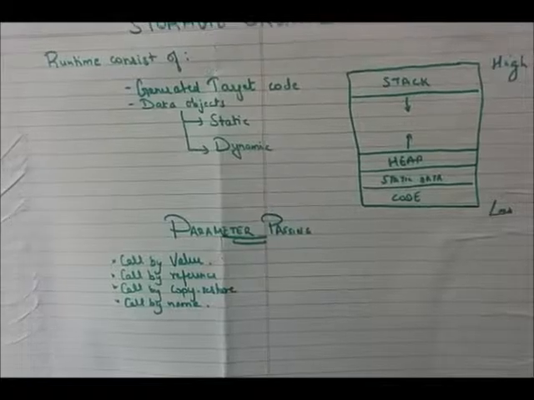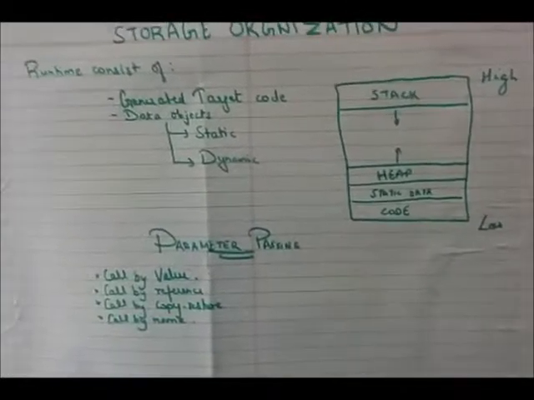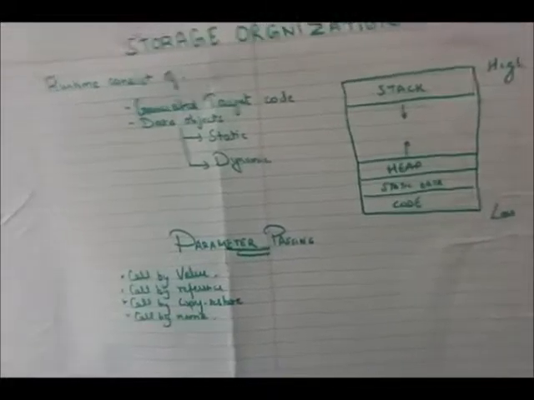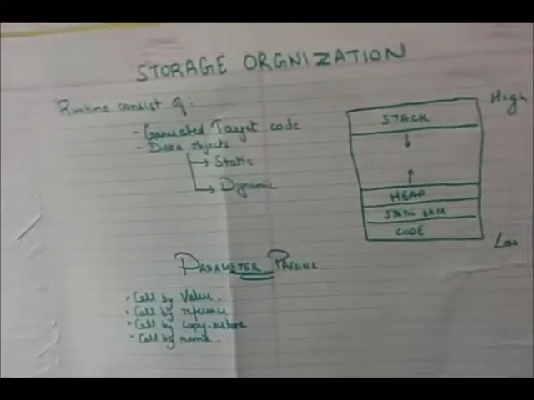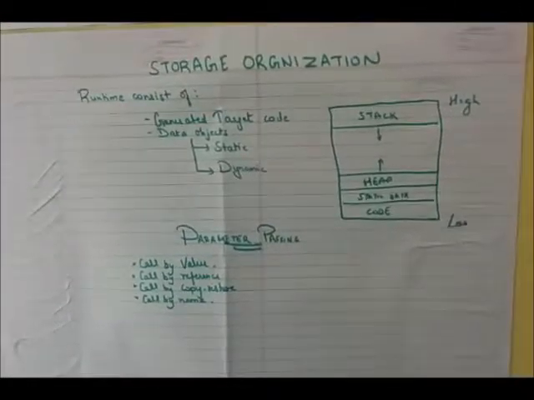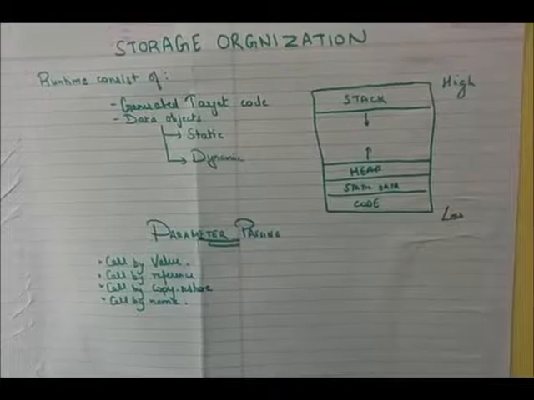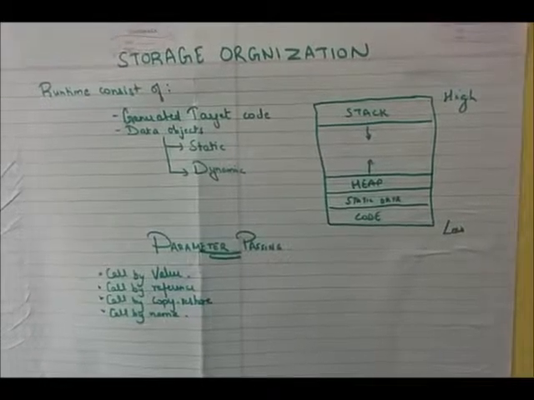Then we come to call by value result. Arguments are evaluated at call time and the value parameters are copied and are used as local variables. The final values of these variables are copied back to the location of the argument when the procedure exits.